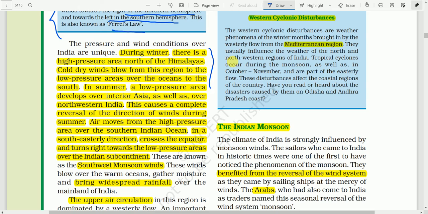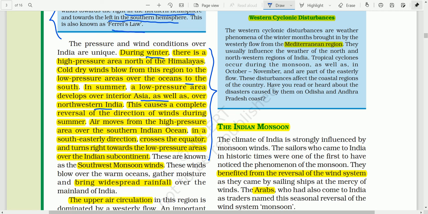Here, let us read this section. The pressure and the wind conditions over India are unique. During winter, there is a high pressure area north of the Himalayas. Cold, dry winds blow from this region to the low pressure areas over the oceans to the south. In summer, a low pressure area develops over the interior Asia as well as over northwestern India. This causes a complete reversal of the direction of winds during the summer.